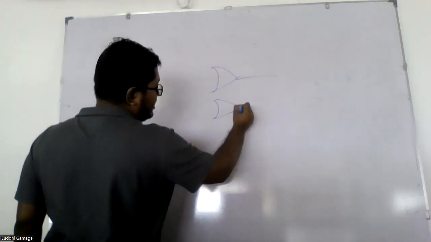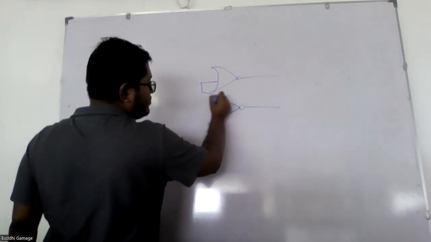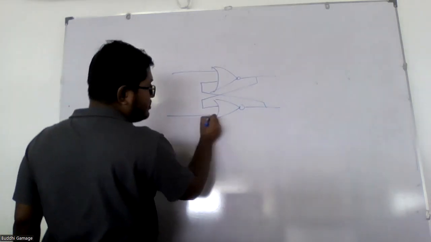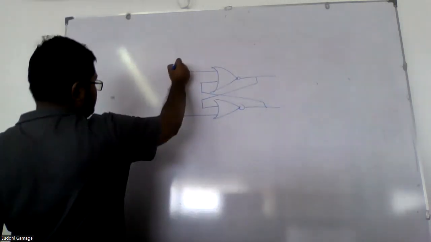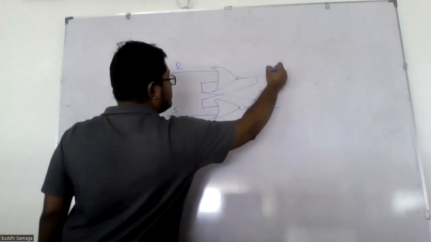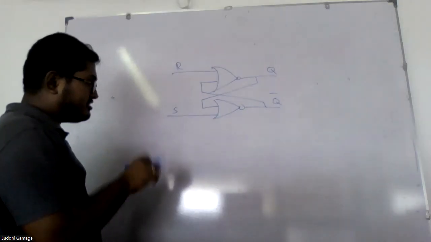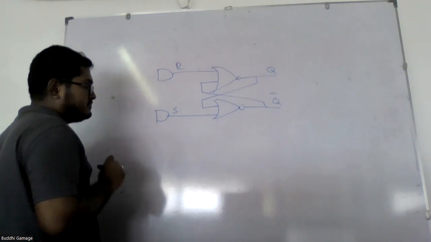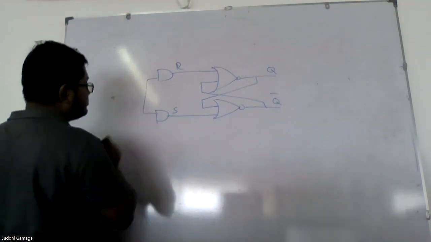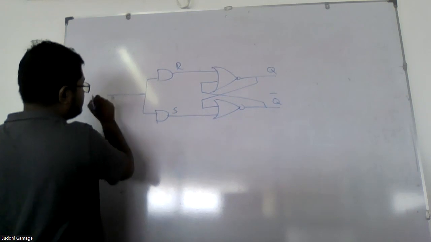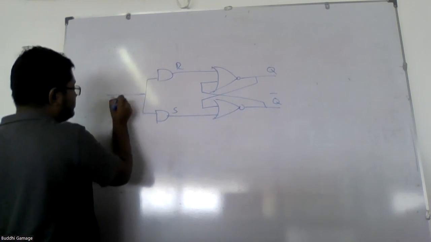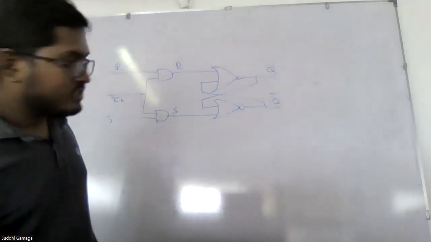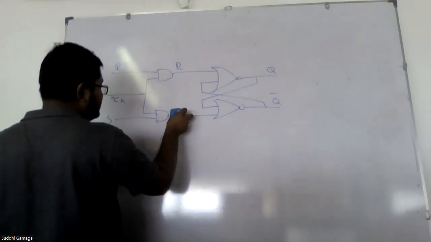So by using two NAND gates or NOR gates, you can create the SR latch. Right, this is the SR latch. To create the SR flip-flop, you need to include the clock signal. So how can you include the clock signal? This one is for the clock signal. It will be R and this will be S. R is reset and S is set.